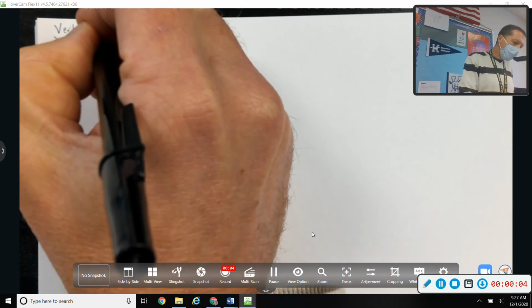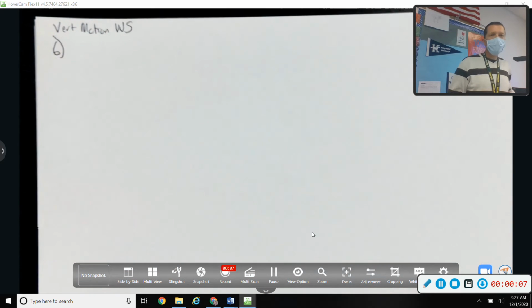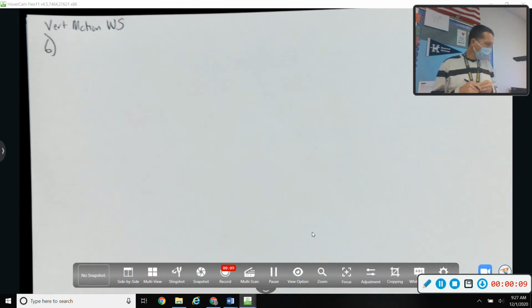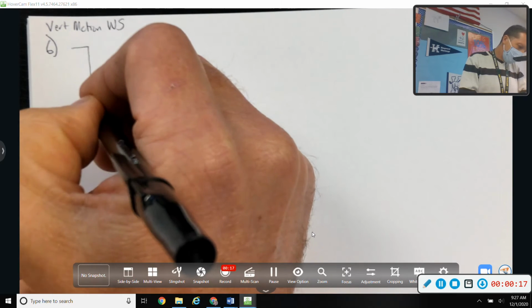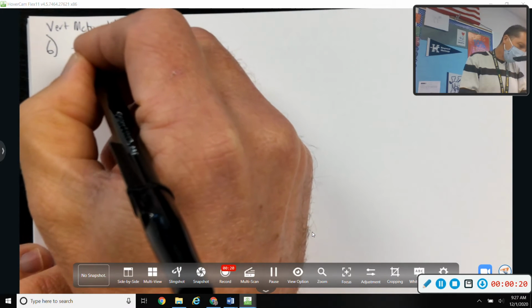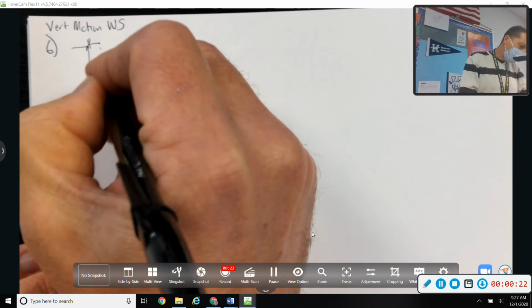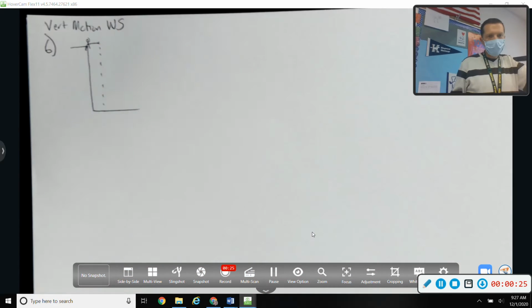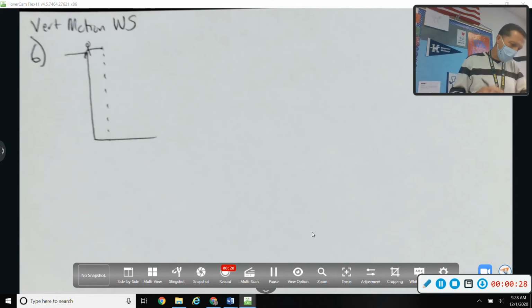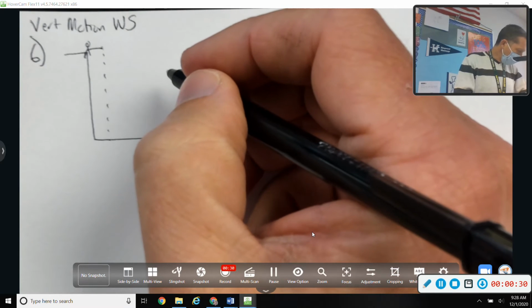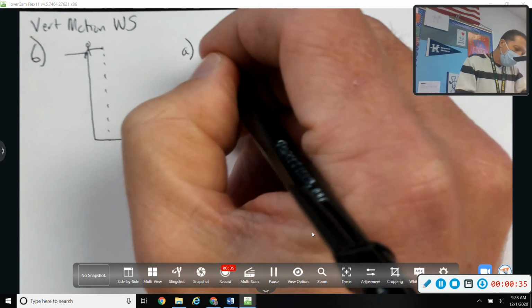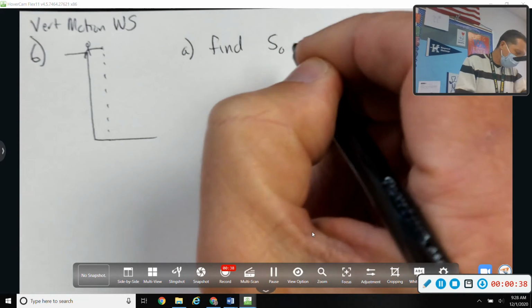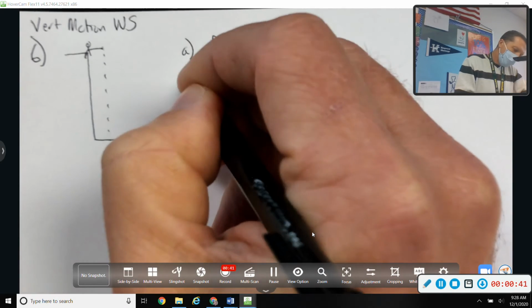So number 6 from the vertical motion worksheet. An object is dropped from a certain height and strikes the ground with a velocity of negative 49 meters per second. So we're standing up here on the cliff and we drop the ball and it hits the ground at 49 meters per second sometime later. From what height was the ball dropped? How long did it fall? So in our terms, we want to find S0 and find time.